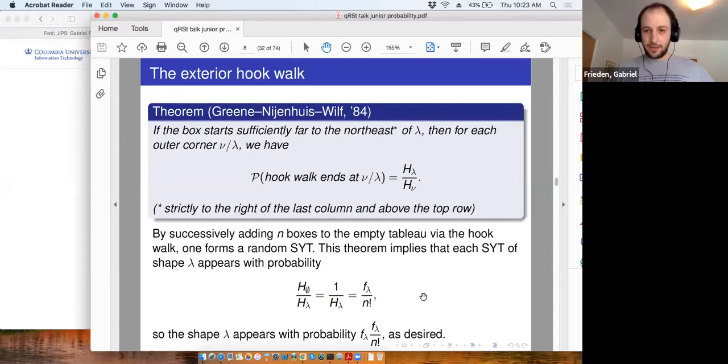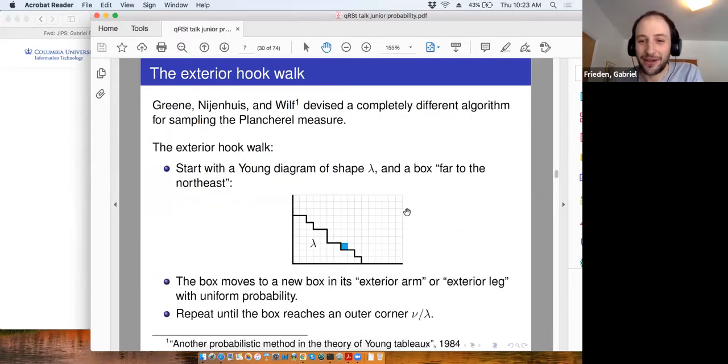Any other questions before I move on? I have a question, probably related to the comment by Sayan. Do you have an argument why? For example, if you start the box just one cell above the longest column, but very, very far to the right. So if I start way over here. Yeah, but just above the tableau.